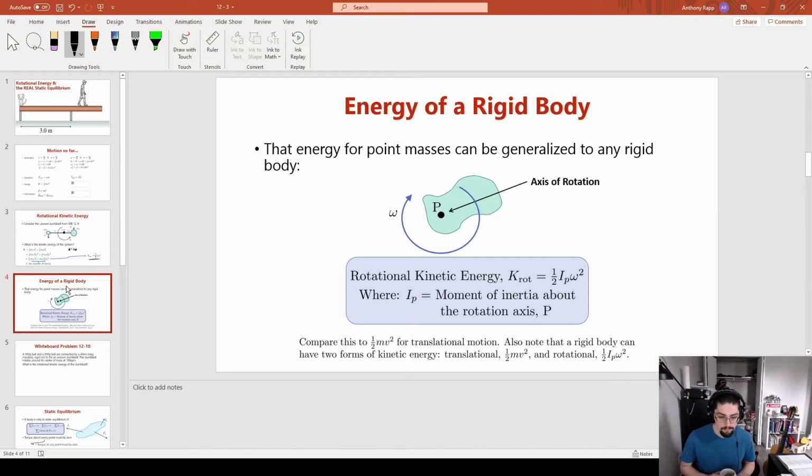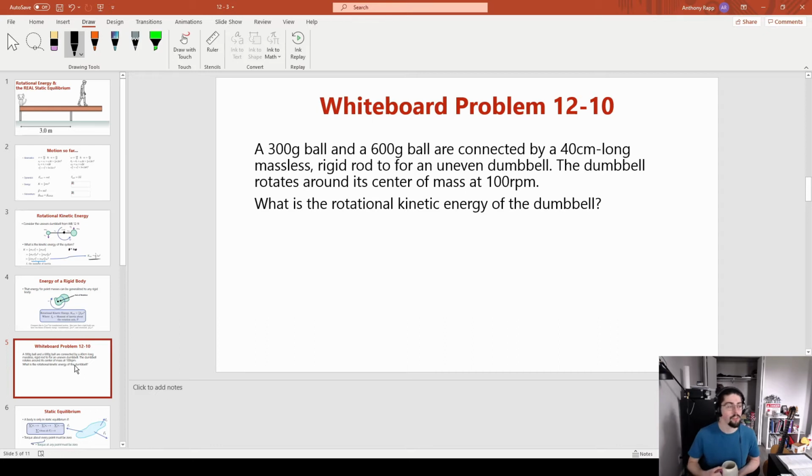So, let's try this out. We're having some fun with this at this point. Let's imagine we've got a 300-gram ball and a 600-gram ball. They are both connected by a 40-centimeter long massless rigid rod. That is to say, it doesn't contribute any mass, and it's not going to deform. It's going to stay a fixed shape. To make another uneven dumbbell. The dumbbell rotates around its center of mass at 100 RPM. What is the rotational kinetic energy of the dumbbell?